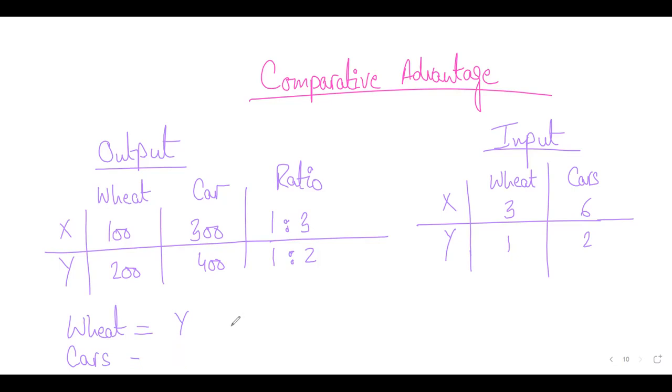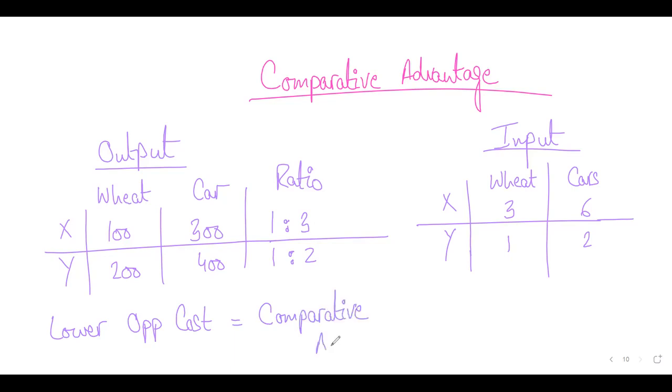So for the case of output, the rule stays: lower opportunity cost to produce something is equal to comparative advantage, right?